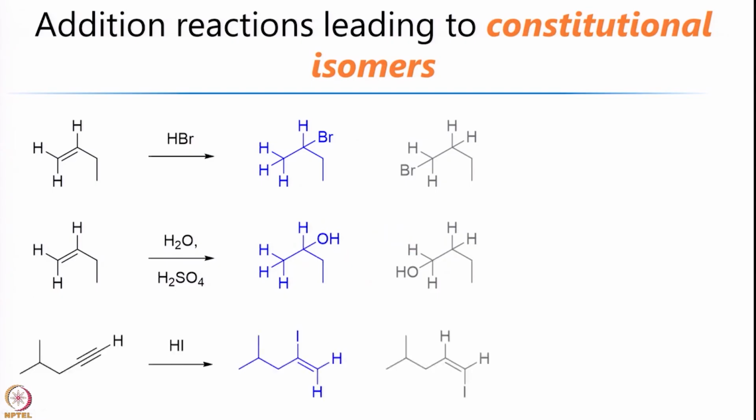And finally, if you take an alkyne and try to add an HI across it, you can again get 2 kinds of products which are again constitutional isomers of one another. That is an important thing which I want you to note. Let us see how these isomers are possible. I will show you for the first example, and the principle remains the same for the others as well.